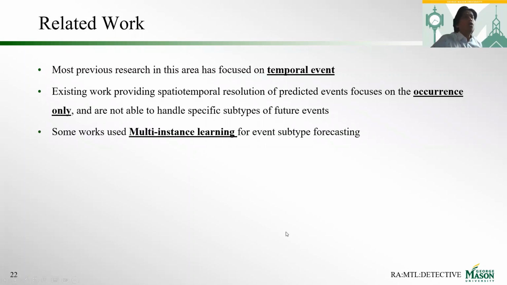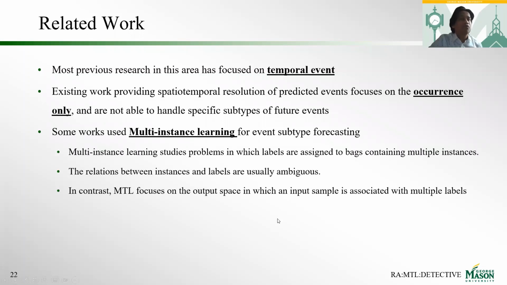Some works used multi-instance learning for event subtype forecasting. But here is the thing. When you use multi-instance learning, it studies the problem in which levels are assigned to a bag containing multiple instances. So maybe you can say that level medium will happen for Texas, Louisiana, or even Washington, California. But what is the relation? Why? That thing is totally ambiguous.